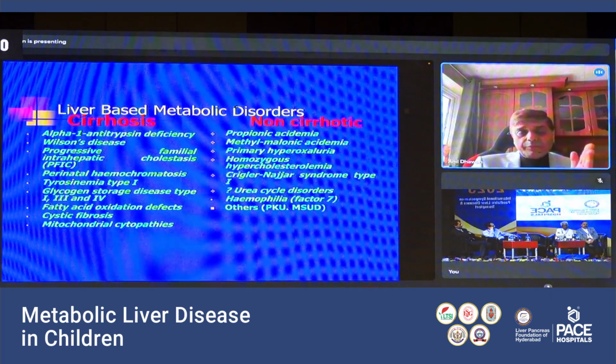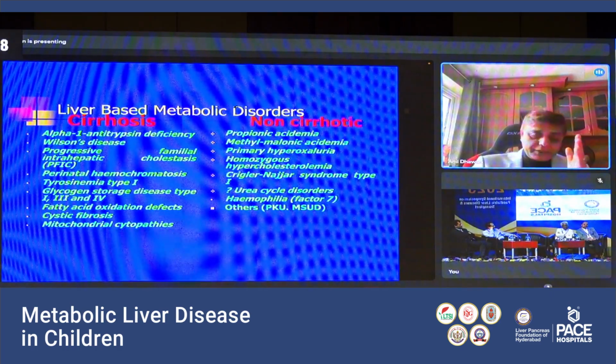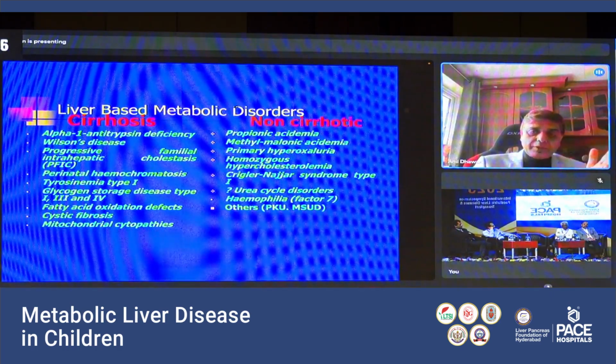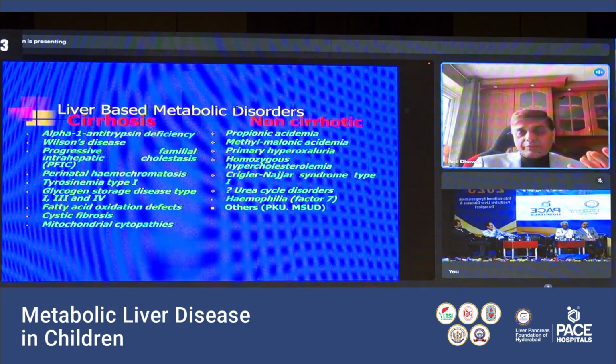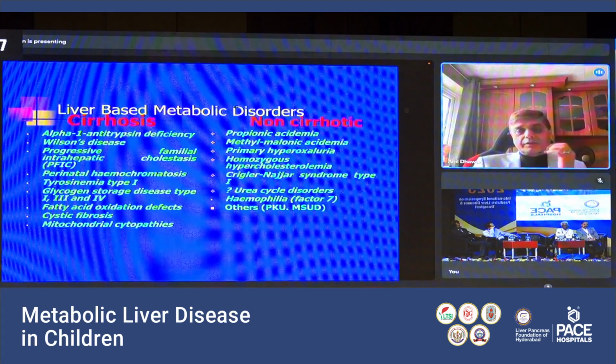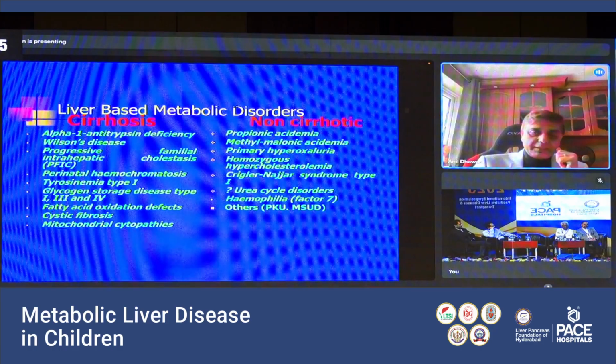But this cannot be carried out in children or patients who have a cirrhotic liver or metabolic disorders, because the cirrhotic or metabolic liver is left behind with the risk of malignancy and portal hypertension. So it has to be in the non-cirrhotic conditions which are listed on the right-hand side.